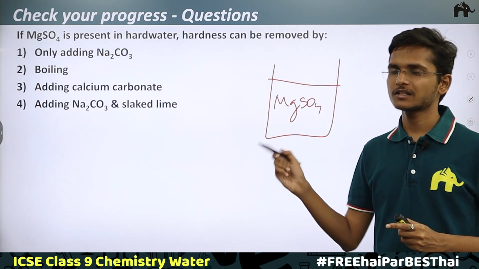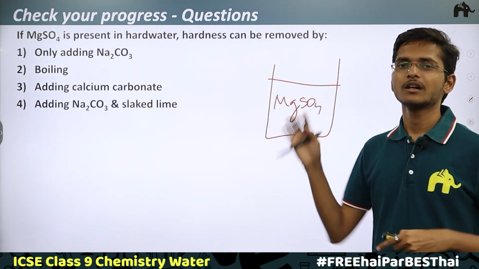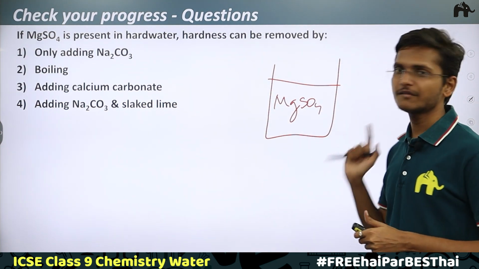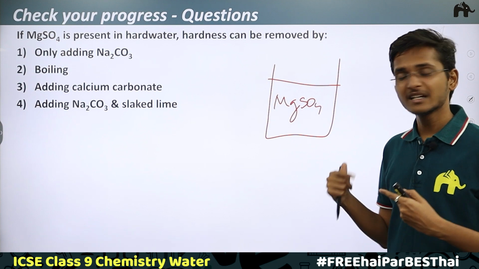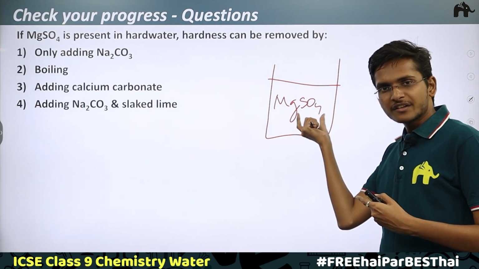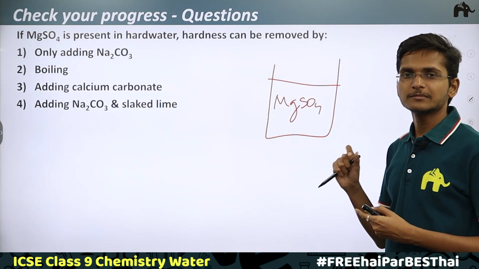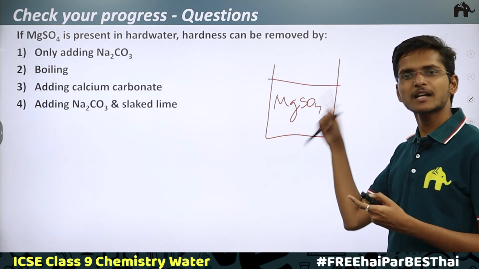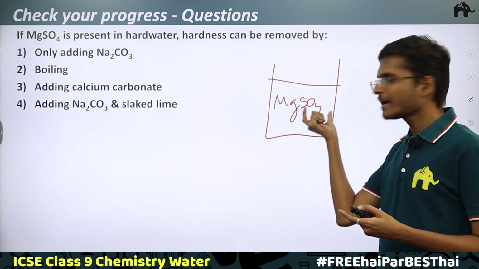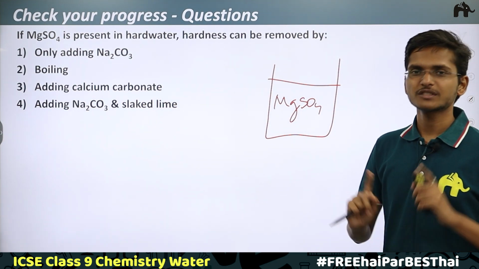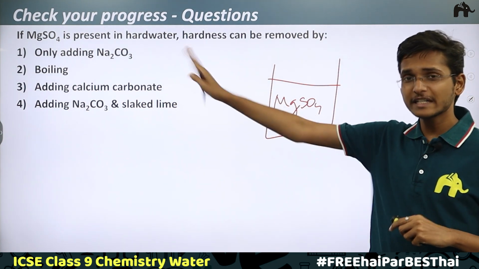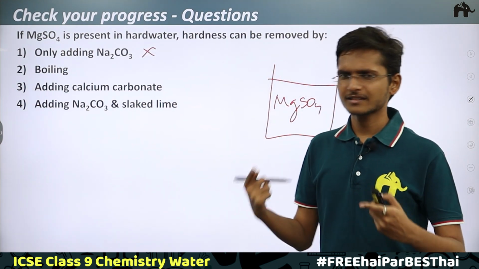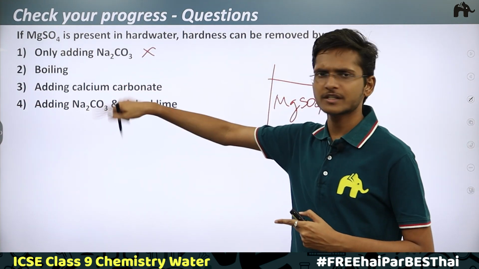No, we have seen when we were studying that only adding sodium carbonate doesn't work with magnesium sulfate, because it doesn't completely get rid of the magnesium sulfate. When it reacts, not all magnesium sulfate is converted into magnesium carbonate. That's the problem, so that's why we don't only add sodium carbonate. So this is wrong. We add something else with the sodium carbonate.